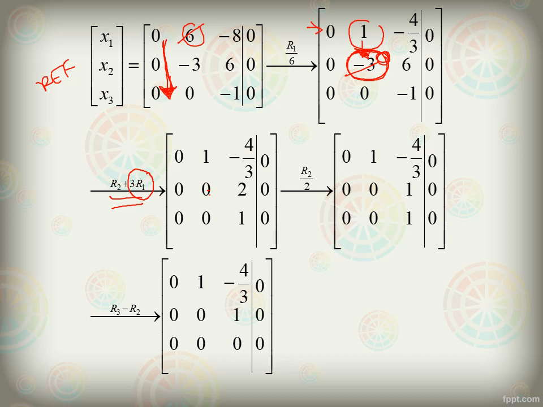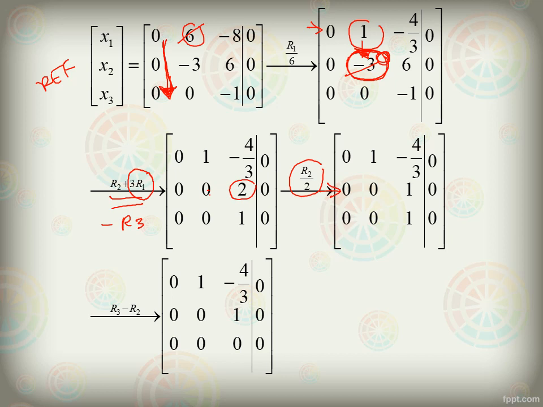non-zero must be 1. So this needs to be 1. In order to do that, you need to multiply row 2 by half, and you reduce 2 to 1. Right? So this one is negative, which is easy. You just multiply by minus 1 times R3. This will automatically reduce to 1.